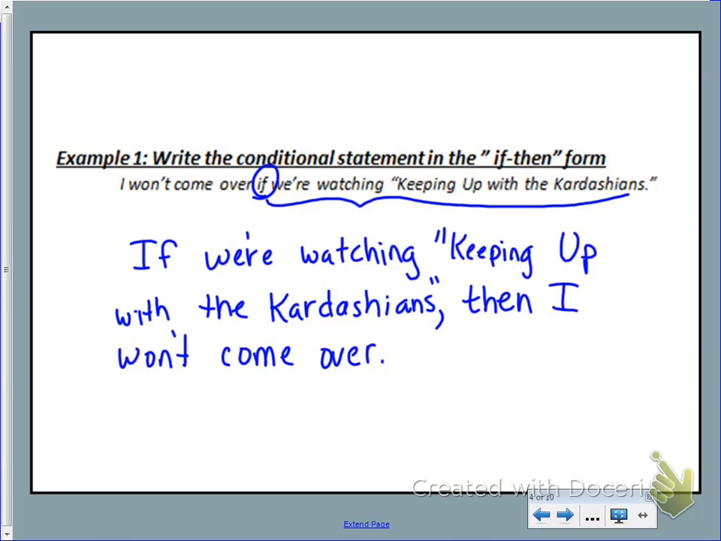So I've taken the original conditional statement and I've put it into if-then form. Keep in mind, you're always going to begin with your hypothesis, and that goes in the if. We're going to follow that by a comma. So once our hypothesis is done, we're going to put a comma and then write the word then. And this is the conclusion that's going to happen because of that.